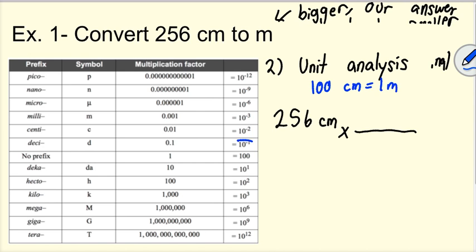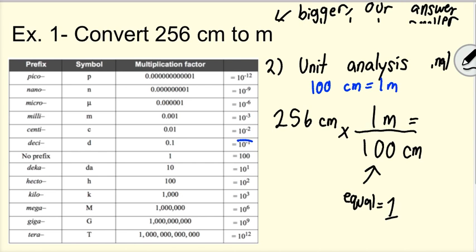Okay, we're good there. Well, 10 to the negative 2 is that number, but we're going to be dividing instead of multiplying. So there are 100 centimeters in 1 meter. Okay, that's called a conversion factor. Those two are equal to each other, so that is equal to 1. That's why we can use it as a conversion factor. The centimeter units and the centimeter units cancel out.